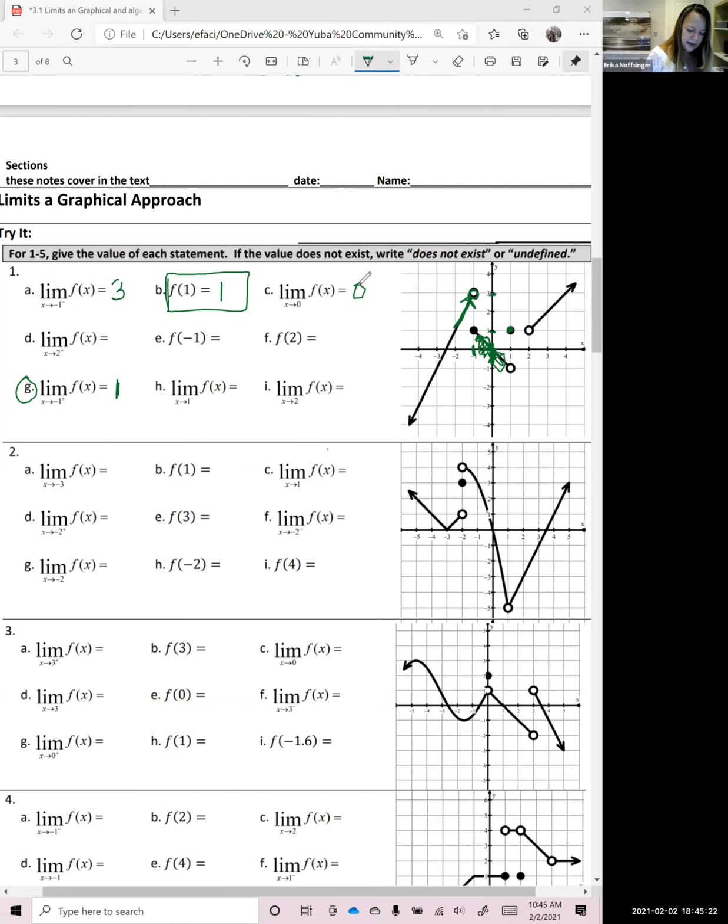Sorry, I'm erasing and scribbling. And it's not erasing now. As x is approaching 2 from the right, coming in on the right, I don't know if you see that pencil coming down as I'm drawing, our y value is 1.